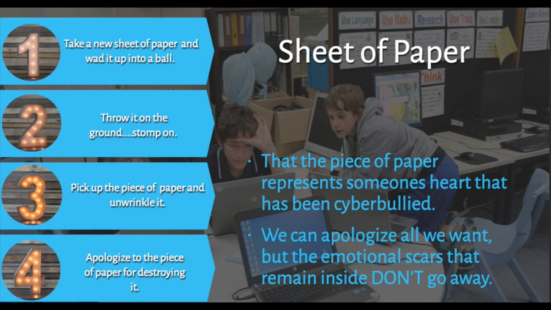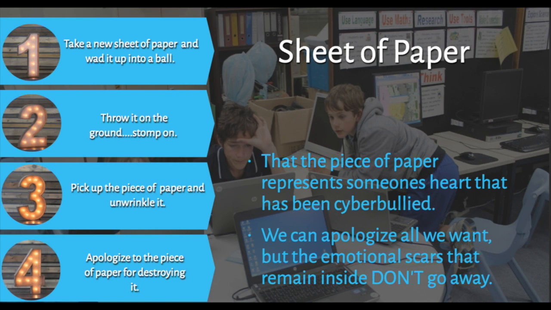A sheet of paper. This is one of the most powerful items in the kit and requires a little bit of acting on your part. Take a clean sheet of paper and ask a student to wad up the paper into a ball. Tell them to throw it on the ground and stomp on it. Then have them pick up the paper and unwrinkle it in front of the class.